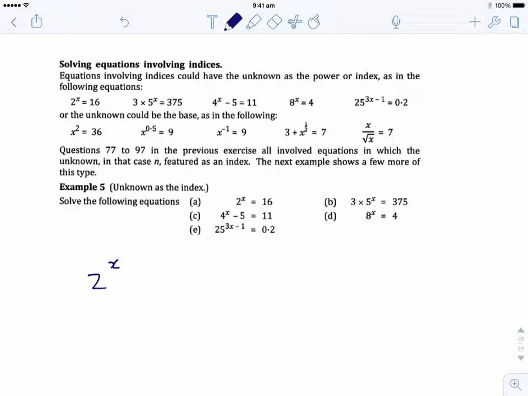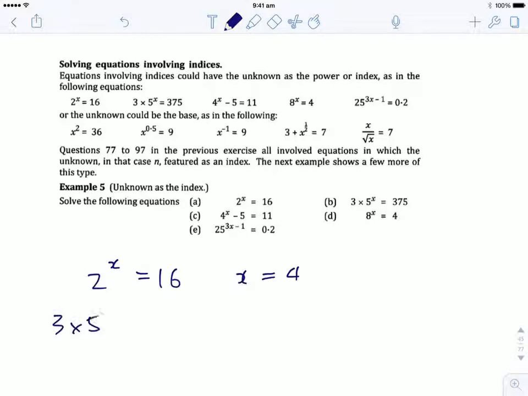So 2 to the power of x equals 16. These first couple that we're looking at here are really easy to just write down the answer with a little bit of manipulation. In this case we don't need any calculators. 2 to the power of 4 is 16, so I can just write down x equals 4.